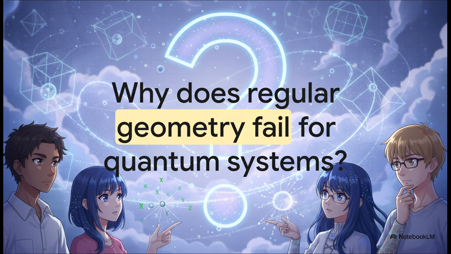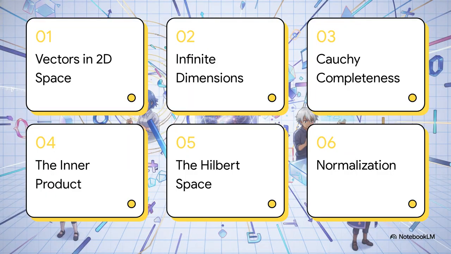But in quantum mechanics, a particle isn't just sitting at one specific point. It exists in a fluid state of probability, often expressed as a linear combination of many possible states at once. Our standard 3D geometry, it literally just doesn't have the capacity to handle the abstract, probabilistic nature of these wave functions. So here is our roadmap for this explainer.